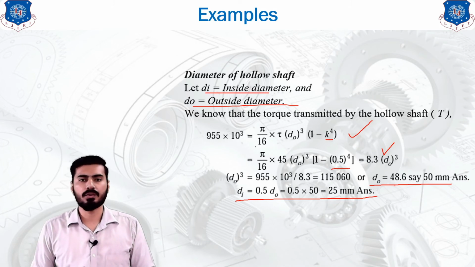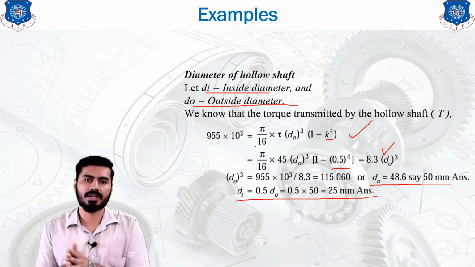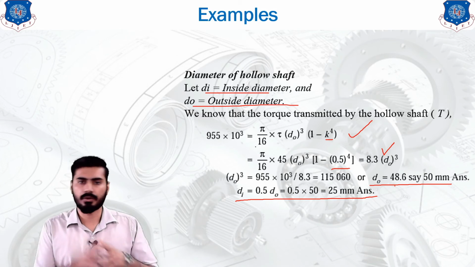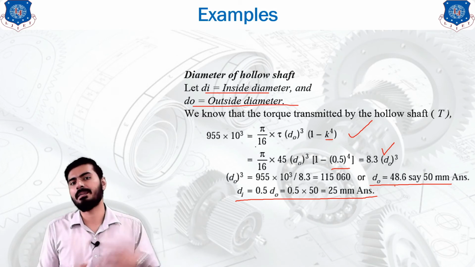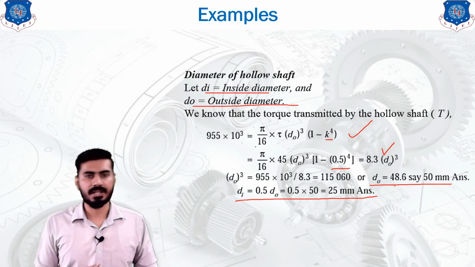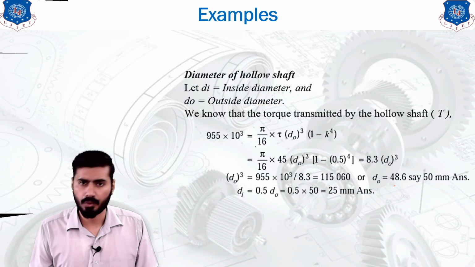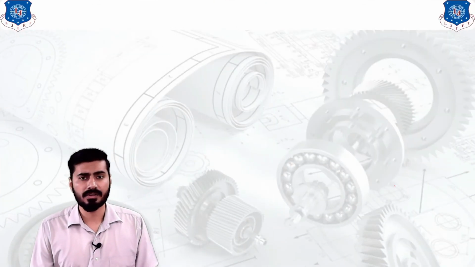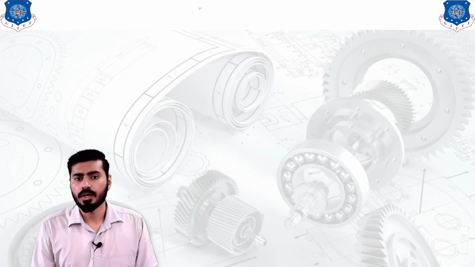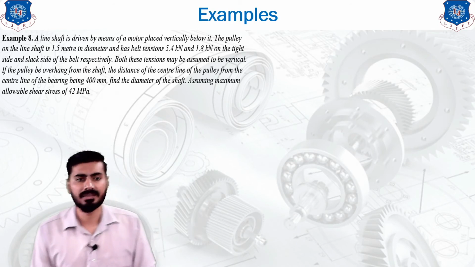So you need to calculate a separate equation for the hollow shaft and for the solid shaft. You cannot go with the same diameter of the solid shaft for the calculation of the hollow shaft. So this was the end of our example number 2. Now we will see another example, number 3.